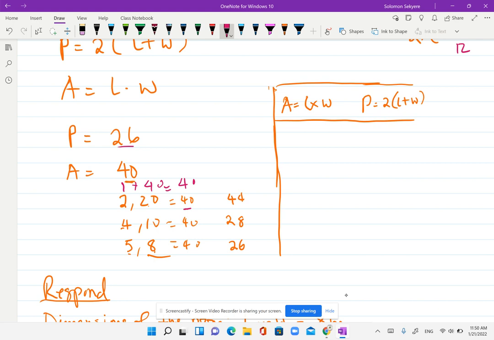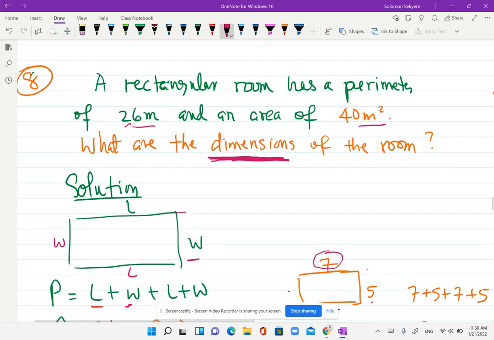The width can be 1, the length is 40, the width can be 2, the length is 20, the width can be 4, the length is 10, the width can be 5, the length is 8. All these are possibilities. Okay, so we have to work from there. Now only one of these options will give us the perimeter of 26. Okay, so how do we find the perimeter? If we start from the top, perimeter is what? Add the length to the width, multiply by 2. And it should get us 26.